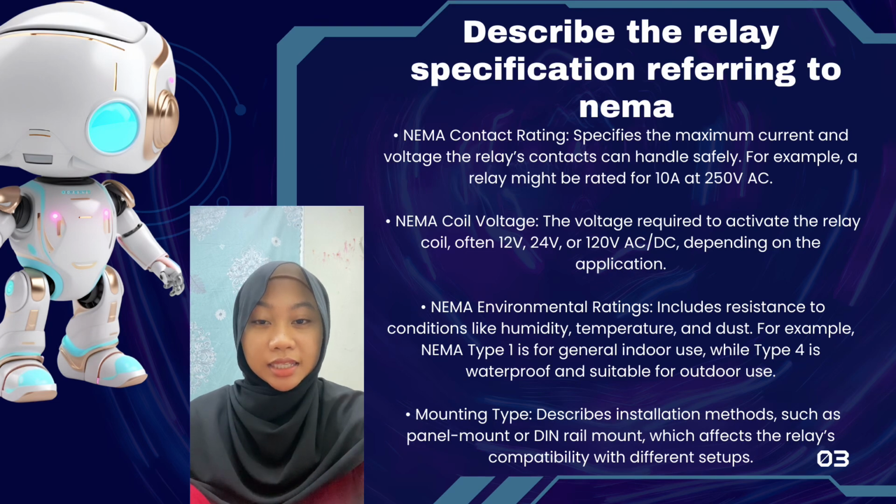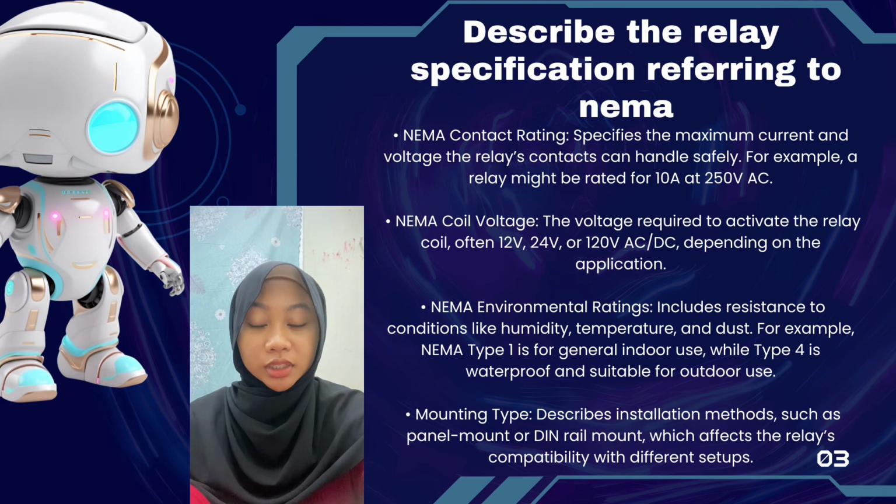The next one is NEMA coil voltage. The voltage required to activate the relay coil, often 12 volt, 24 volt, or 120 volt, depending on the application. Next is NEMA environmental ratings. It includes the resistance to conditions like humidity, temperature, and dust. For example, NEMA type 1 is the general indoor use, while type 4 is waterproof and suitable for outdoor use.